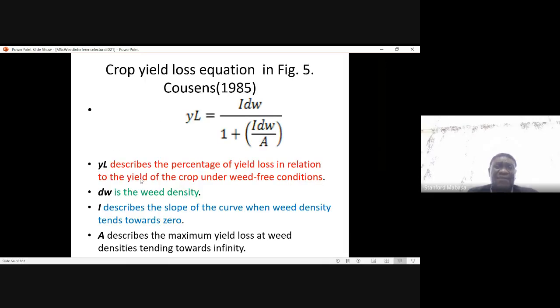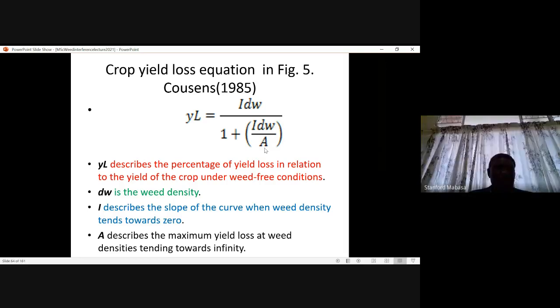In 1985, Cousins proposed this yield loss equation, which we're trying to understand, saying yield loss is equal to IW. I is the slope, DW is the density, all divided by 1 plus everything in the brackets: IDW divided by A, like what I was trying to explain.